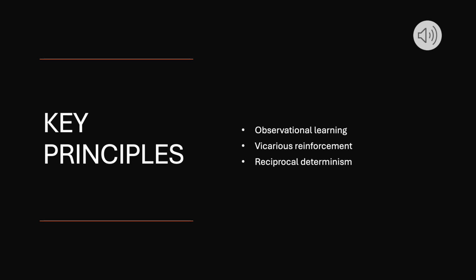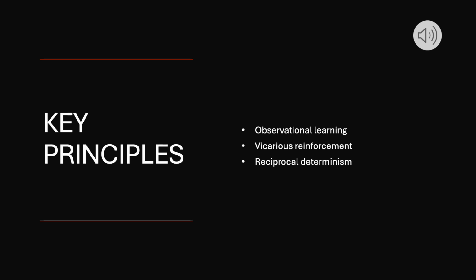Some key principles. Social learning theory rests on several core ideas. Number one, observational learning is central, where individuals imitate behaviors they observe, particularly from role models. This process requires attention, memory, reproduction, and motivation.